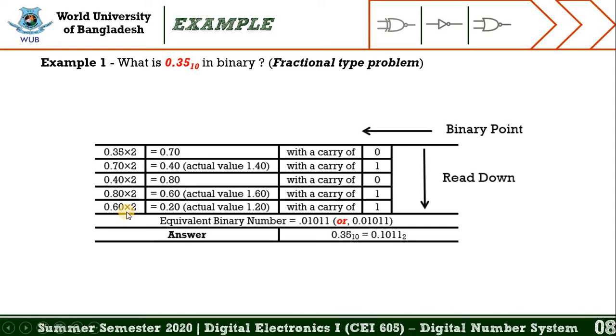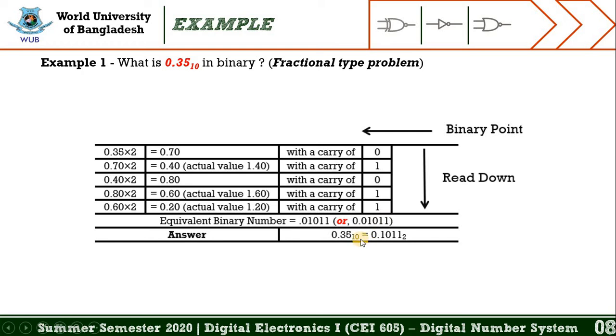Next, 0.60 into 2, then we get 0.20. Actually we get the value of 1.20, but we write 0.20 and 1 is the carry value. That's it for the solution. And if you see here in the right column, the arrowhead is indicating from top to bottom, so that's why we read it from top to bottom.